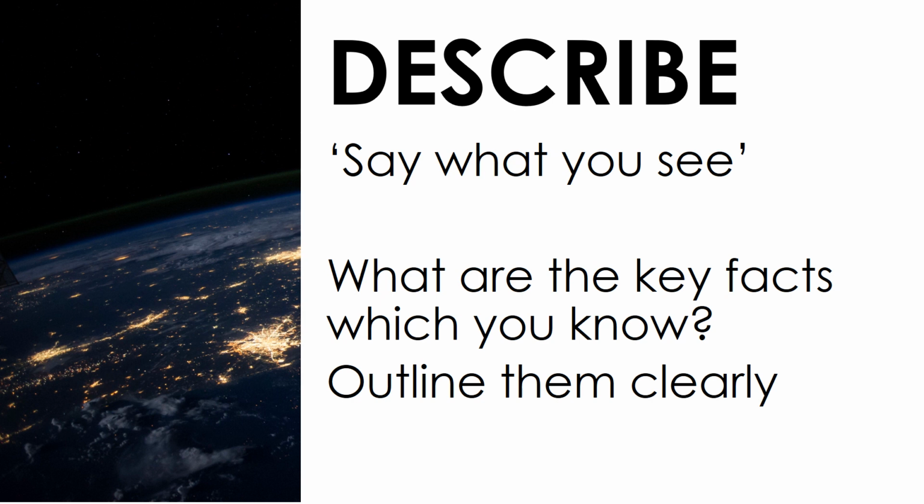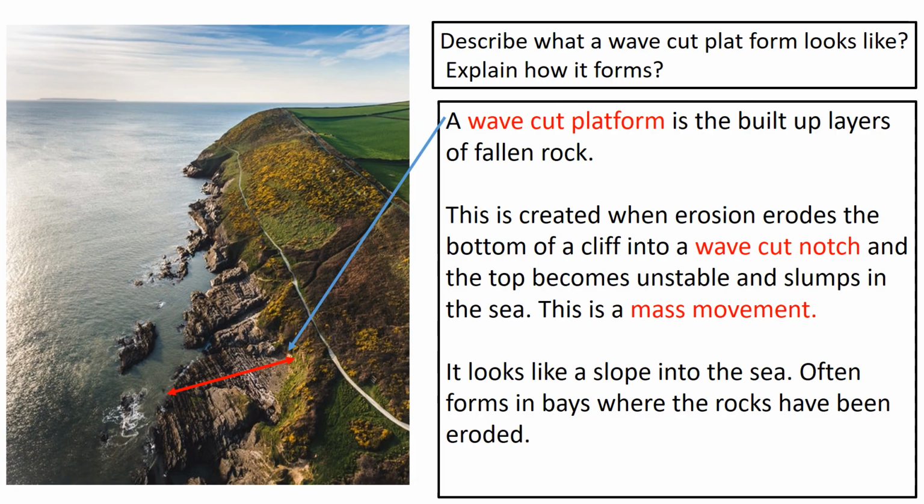Describe. Say what you see, what are the key facts which you already know, and outline them clearly before you explain. So describe what a wave-cut platform looks like. Explain how it forms. A wave-cut platform is the built-up layers of fallen rock. As you can see from this picture, they are graduated into the sea.